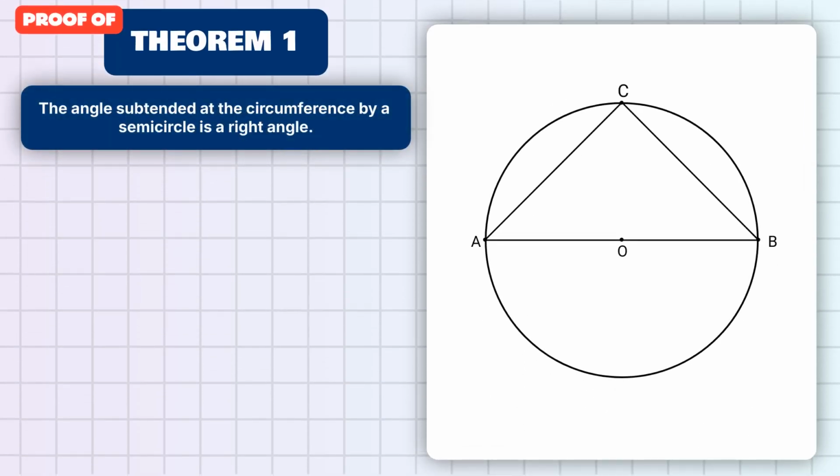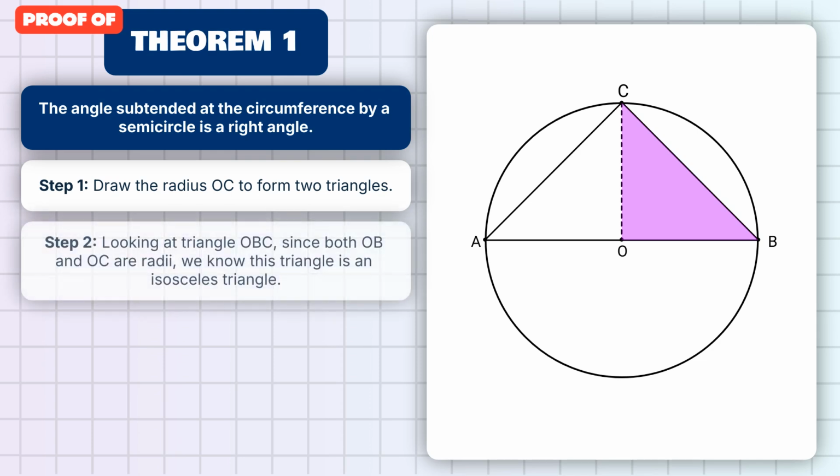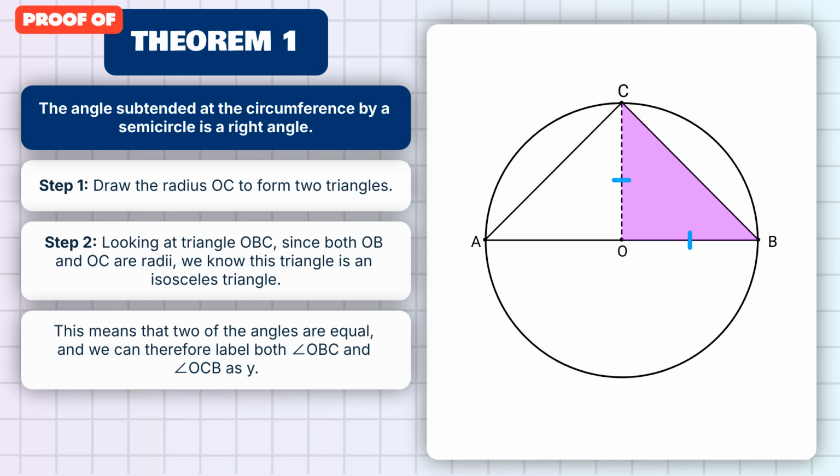Let's return to our circle with the triangle ABC. Let's also label the radius and connect O and C to form two triangles as follows. Now let's look at the two triangles we've formed, beginning with triangle OBC. Since both OB and OC are radii, we know this triangle is an isosceles triangle. This means two of the angles and two of the sides are equal. Knowing this, we can go ahead and label the angles as follows.